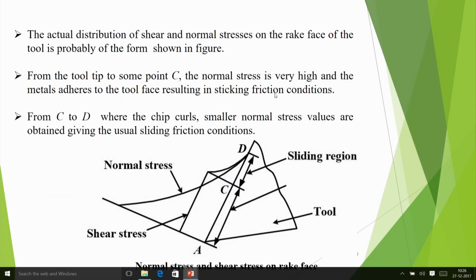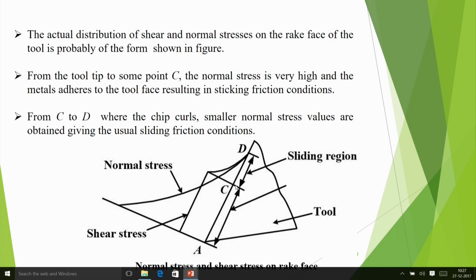So, let us see that the actual distribution of shear and normal stresses on the rake face of the tool is probably of the form shown in this figure. So, this is suppose the tool, and here you have the normal stress. At point A, that means just at the tool tip, there is a maximum amount of normal stress, and after that the normal stress keeps on decreasing. At some point it becomes 0, that means the chip has separated. If there is no normal force there, the chip cannot remain in contact; the chip gets separated at point D. From A to D the chip is in contact. So, at D the contact has separated, and this is the normal stress variation. More or less it looks like a parabolic type of distribution.